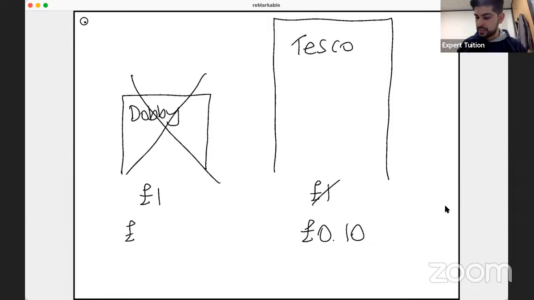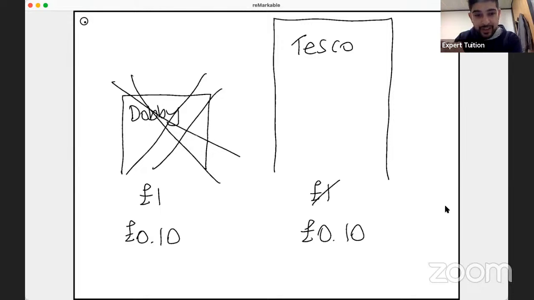Scenario number two, Dobby's like, all right, then bring it on. Dobby reduces his prices as well. He cuts it to 10p. But Dobby now is making losses on his milk. Can Dobby absorb losses in the same way that Tesco can absorb losses? No. Dobby, unfortunately, he dies again. No matter what Dobby does, Dobby dies.